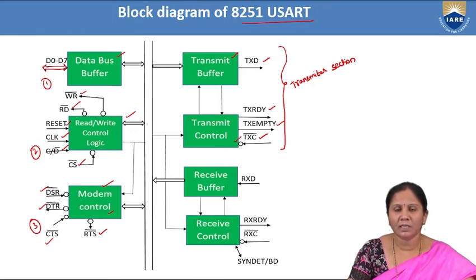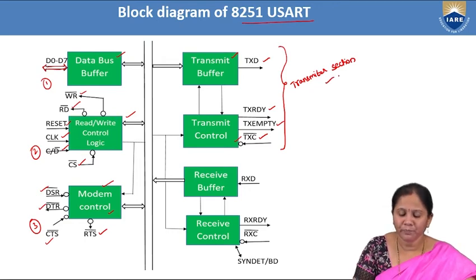So using these signals, the data will be transmitted from the transmitter section. Whatever data we are transmitting will be in serial form. That means the transmitter section will take the parallel data as input and produce the serial data as output, and that serial data will be transmitted through this transmitter section.